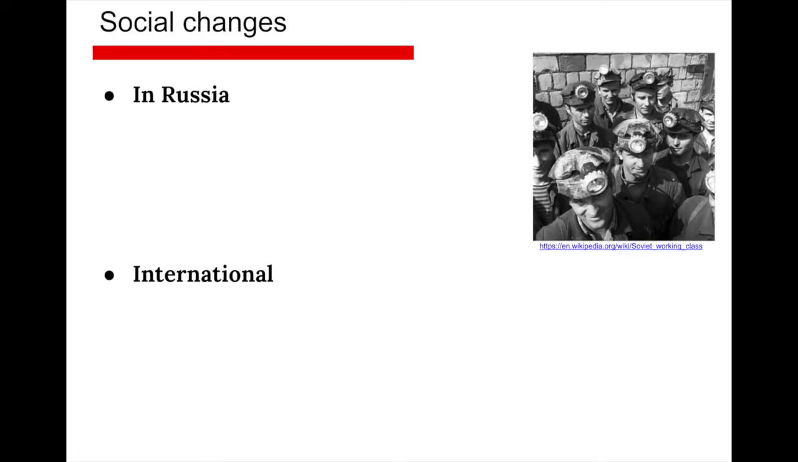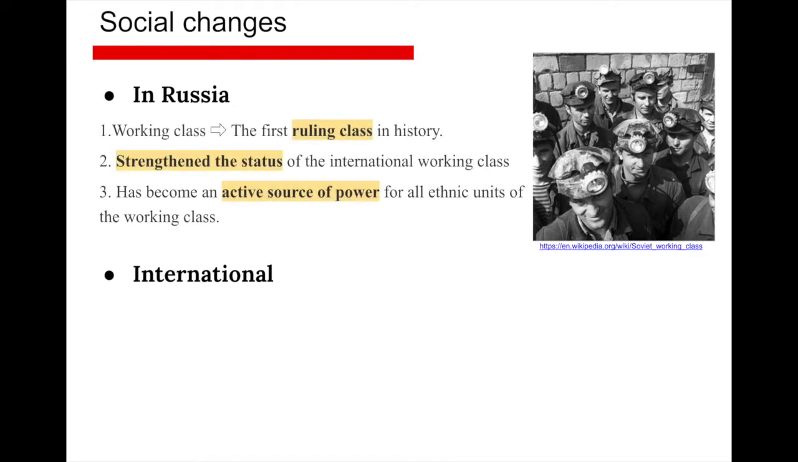Now I'll explain social change after the Russian Revolution. I'll explain it by dividing into domestic and foreign countries. In Russia, first, the working class has emerged as the first ruler in history. Second, it strengthened the status of the international working class. Third, it has become an active source of power for all ethnic units of the working class.